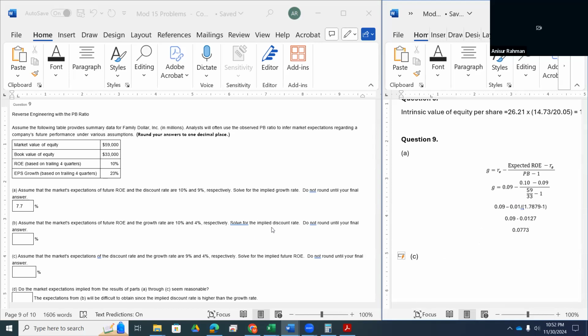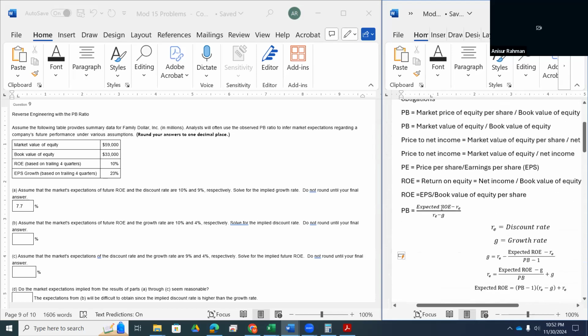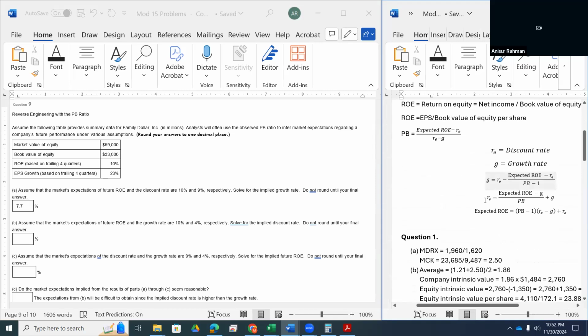Now, similarly, we have to find the discount rate. So the formula for the discount rate is this.